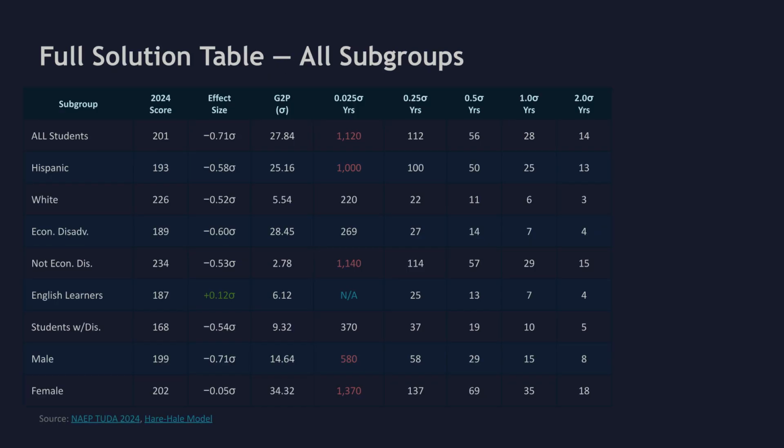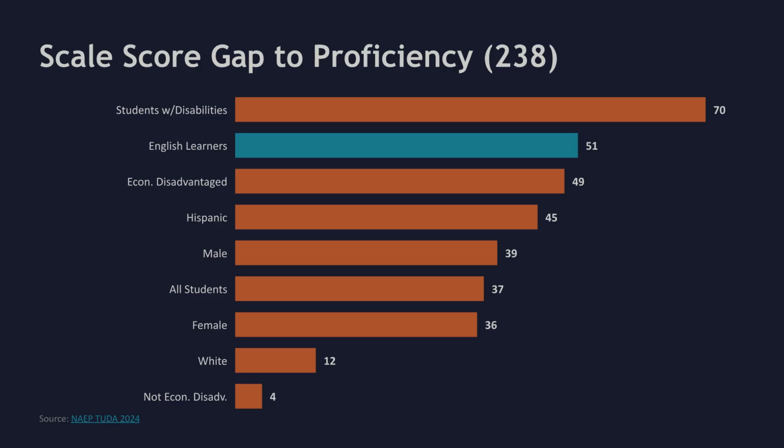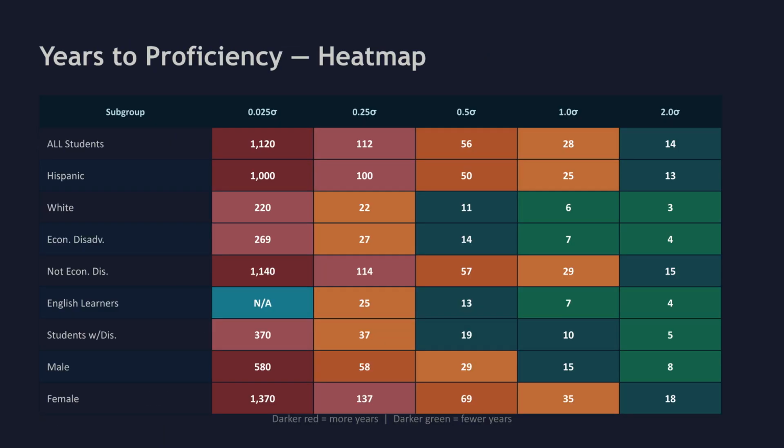This table summarizes the 2024 scores, growth rates, and resulting timelines for all subgroups analyzed using the Hare-Hale model. Notice that only English learners show positive growth. This chart illustrates the current scale score gap for each subgroup relative to the proficiency target of 238. Students with disabilities have the largest gap at 70 points, while not economically disadvantaged students have the smallest gap at 4 points. Here is a heat map visualizing the years required for each subgroup to reach proficiency, assuming growth is at the 0.025 sigma threshold. The darker the red, the longer the timeline.